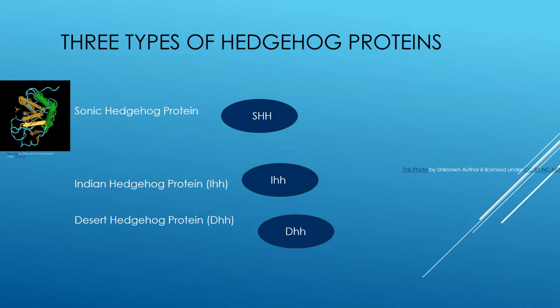There are other hedgehog proteins besides sonic. One is called the Indian hedgehog protein, which is involved in skeletal development. The other is desert hedgehog protein, which is involved in the development of the organs that produce gametes, such as the ovaries and testes. But for now, we will be discussing sonic hedgehog protein today.